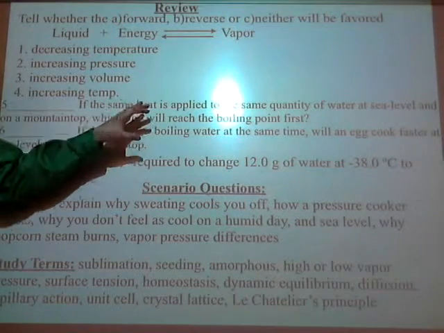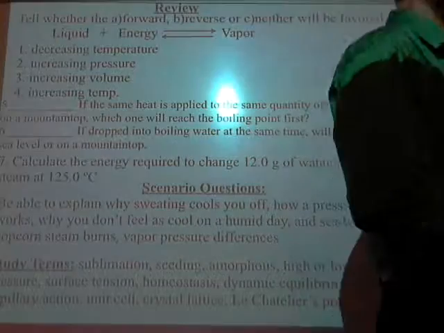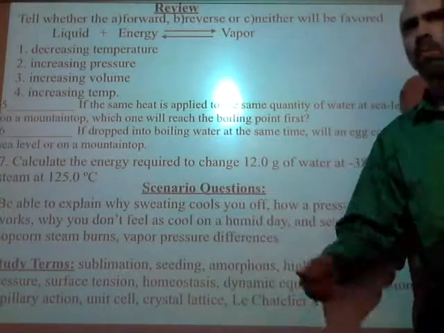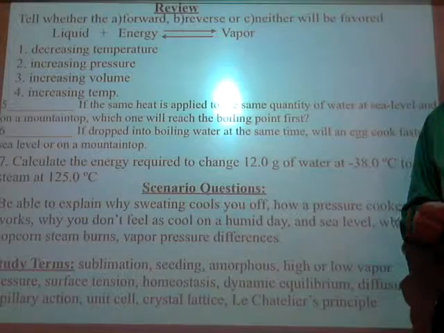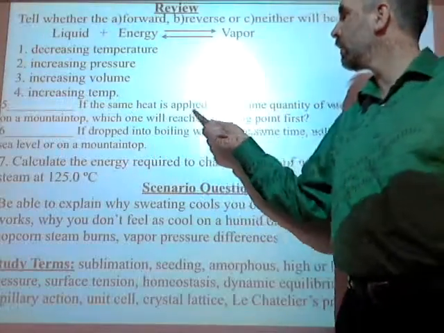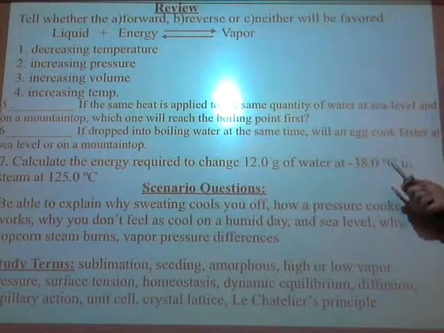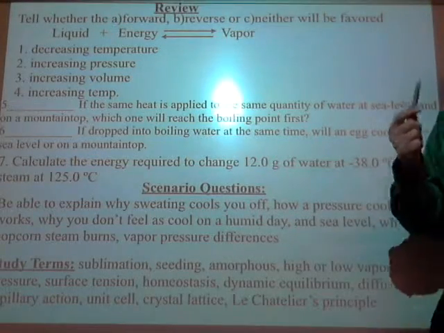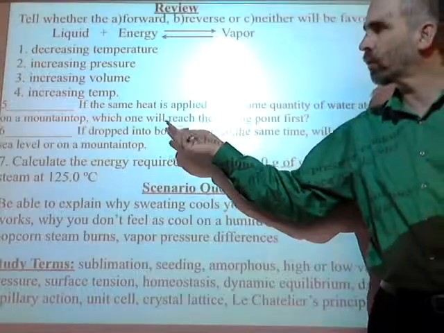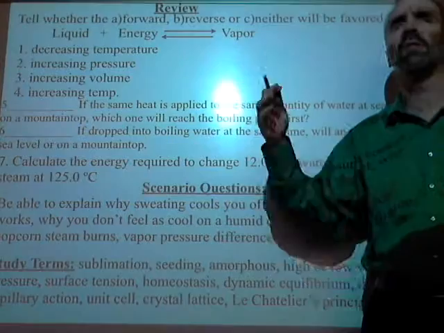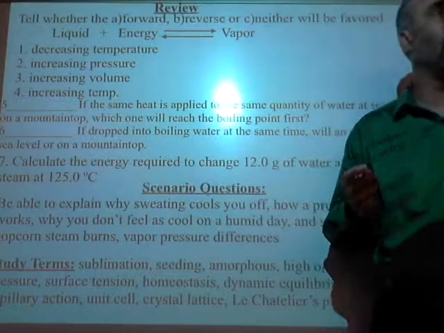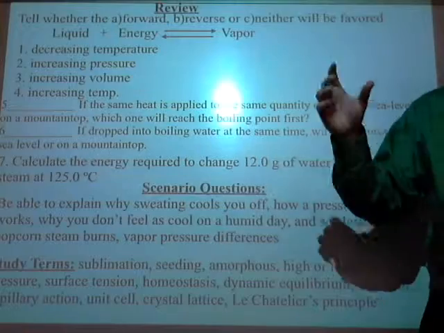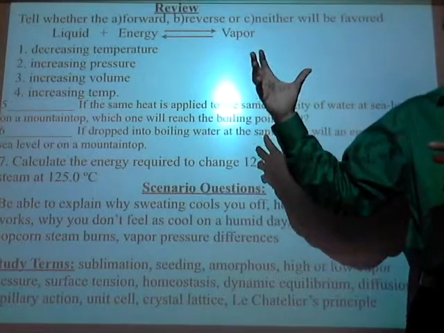Now, same basic logic here, using the same kind of equation, but asking more of a scenario type question. There's a lot of ways I could ask these. Same heat is applied to the same quantity of water at sea level and a mountaintop. These are tougher, and here's why they're tougher. I have to first think about what the mountaintop versus sea level means in terms of pressure. I hope you all know, we've said it before, at a mountaintop they have less pressure, right?